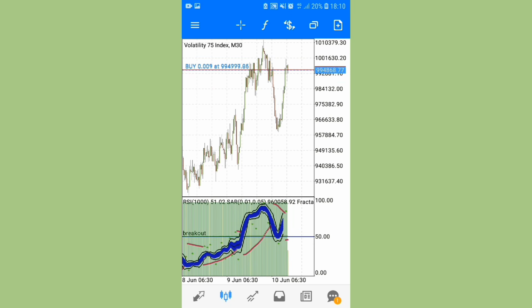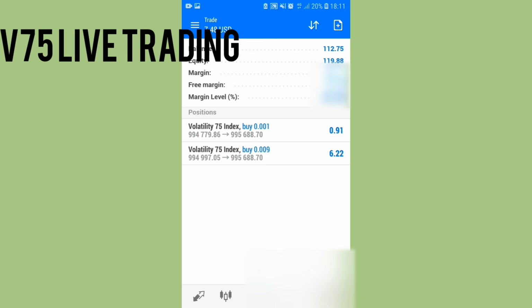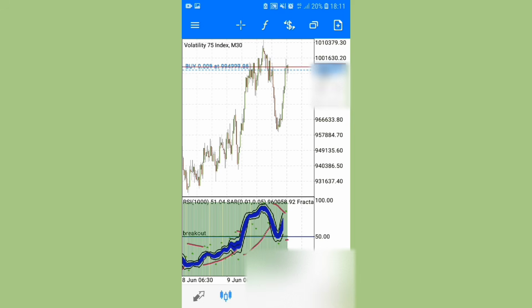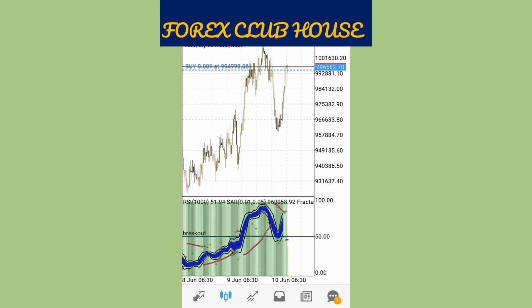As you can see here, it is another live trading example that I took on Volatility 75, and the time frame used was the 30 minute time frame. All the rules were followed. Still in blues. As you can see, the dots of the parabolic SAR were just below the blue channel, as the instructions of the video say.